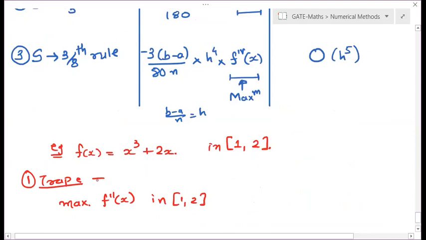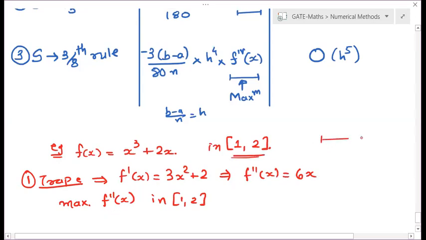So from f, what is f dash over here? F dash will be 3x square plus 2, or not? What will be f double dash? F double dash is 6x. Right. Now tell me in this interval, closed interval 1 to 2, this is my 1, this is my 2. So my f double dash is 6x. At 1, it is 6 into 1, 6. At 2, it is 6 into 2, 12.